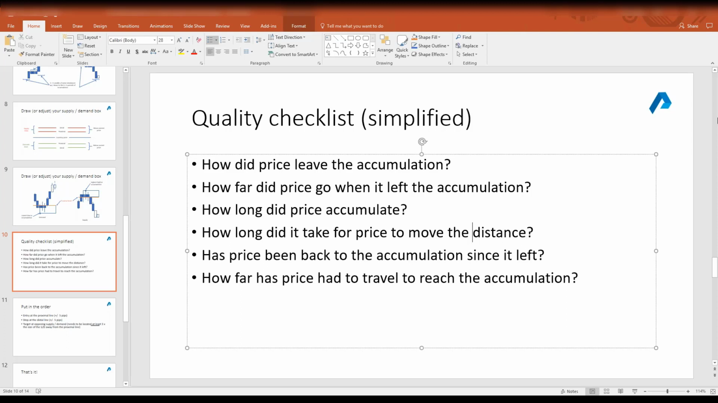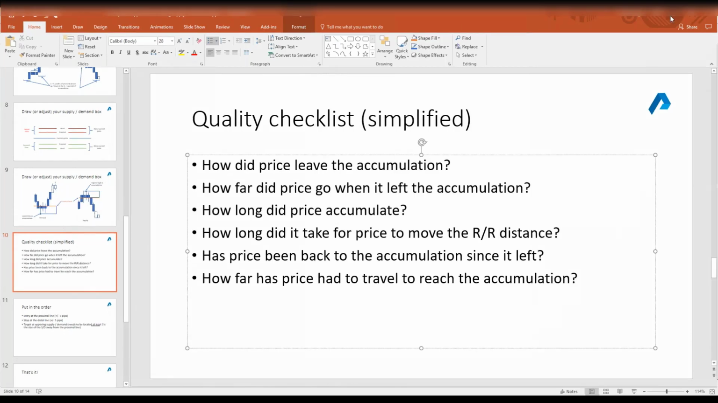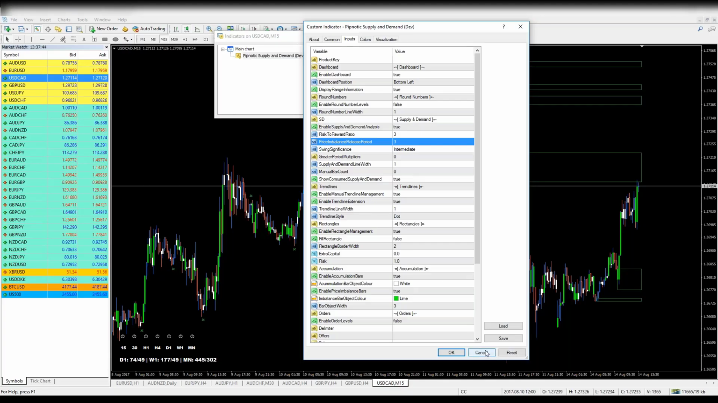Let's put risk reward distance. That's also very important. And you can see here that we only want to look at areas that take 3 periods to move 3 times the size of the supply and demand. And of course, if you want to really scrutinize it, you can say, okay, we want it to take 2 periods.